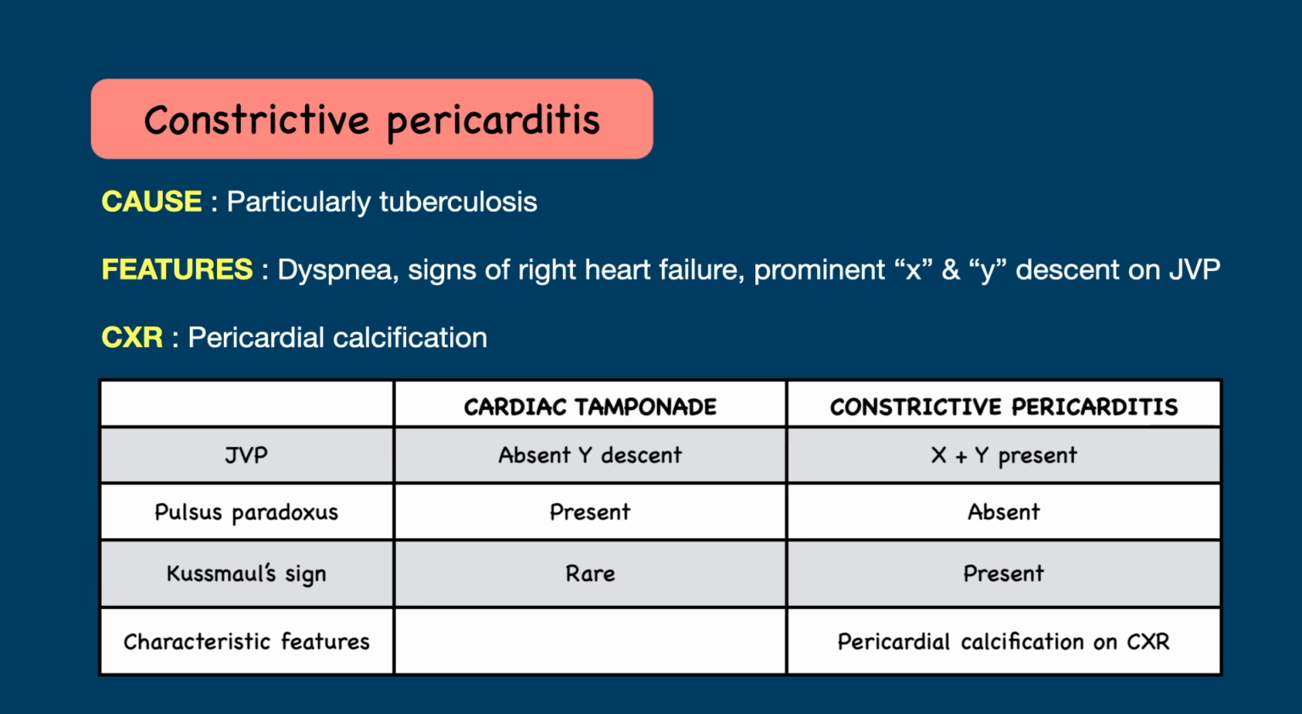The jugular venous pressure shows prominent X and Y descent. There will be a pericardial knock or a loud S3. And the Kussmaul sign is positive. For the chest x-rays, you may also look at pericardial calcification. The key differences between constrictive pericarditis and cardiac tamponade are summarized in the table in this slide.